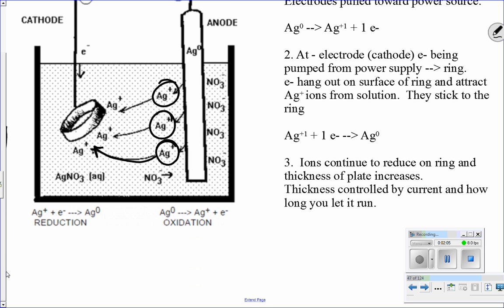So ions are going to continue to be reduced on the surface of that ring, and you're going to have more and more thickness the longer you let the cell run and how much current you flow through the cell.